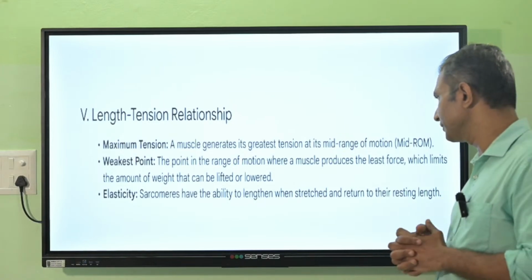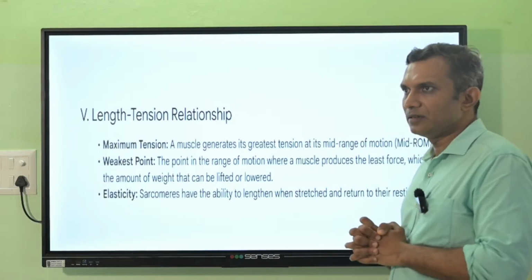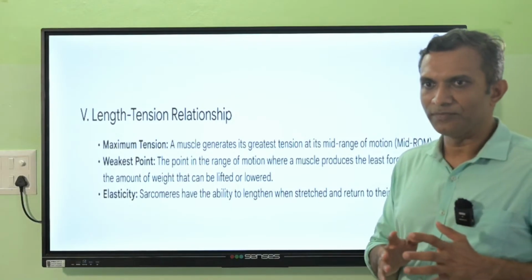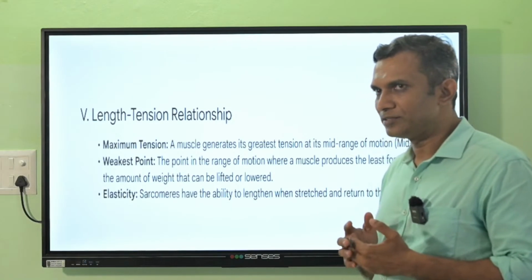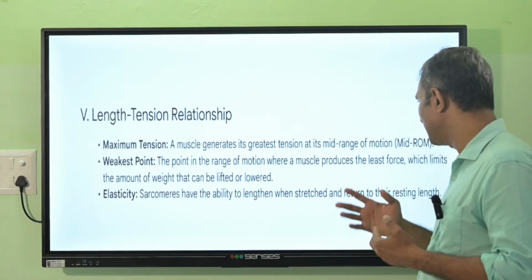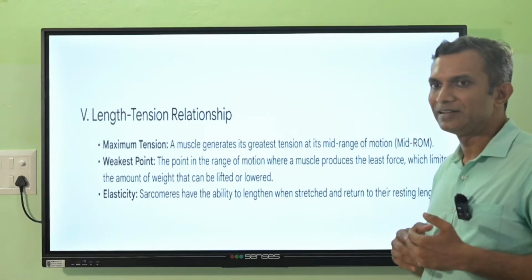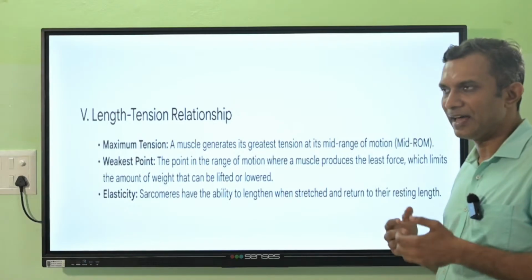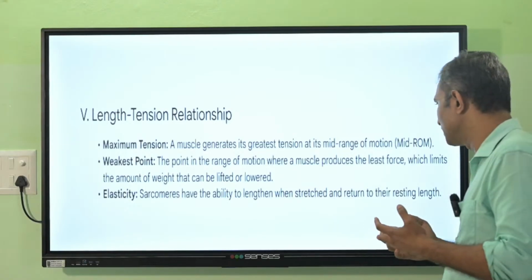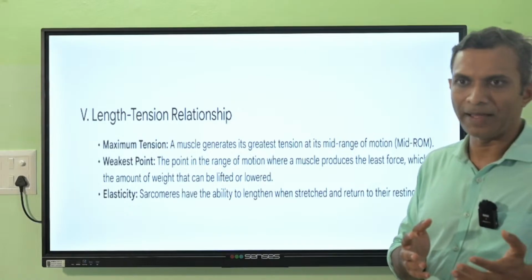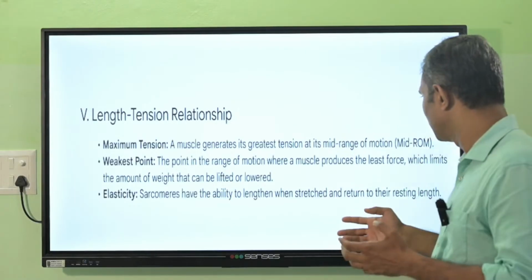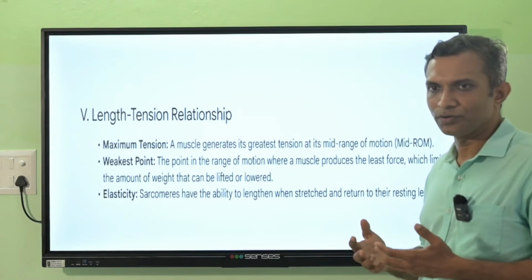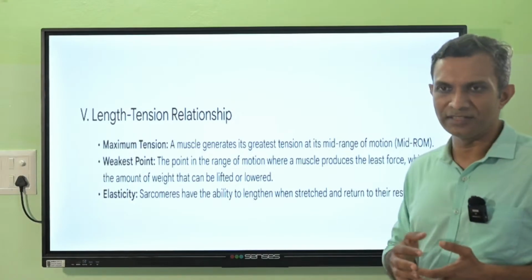So that's the weakest point. And the musculotendinous unit, whenever we apply a load on it for a longer period of time, has the ability to get stretched. We name it elasticity, and once the stretch force is removed, they have a tendency to come back to the resting length. But there are, what to say, exceptions in this.